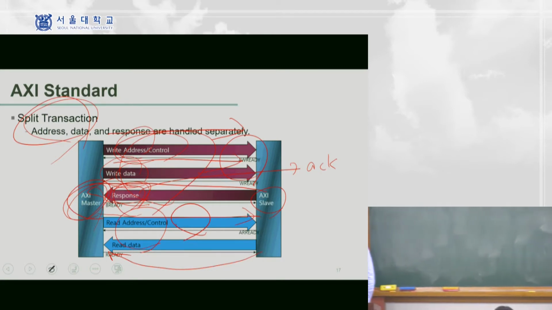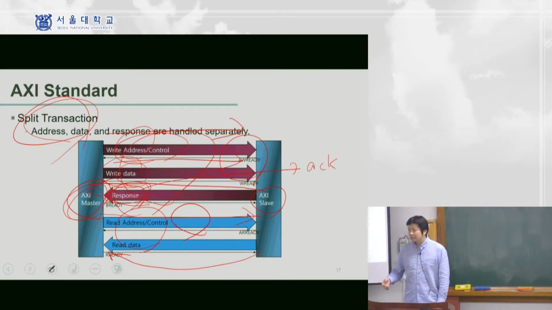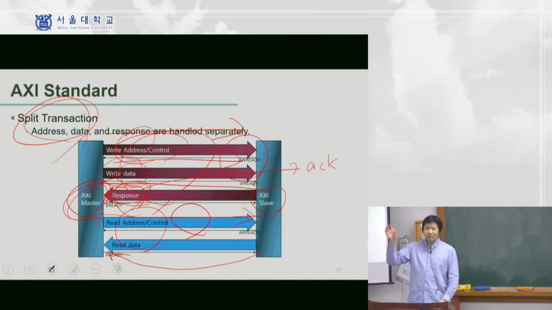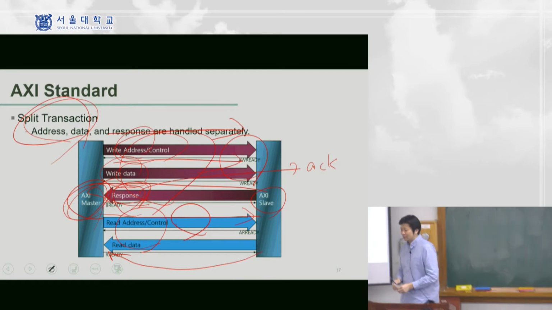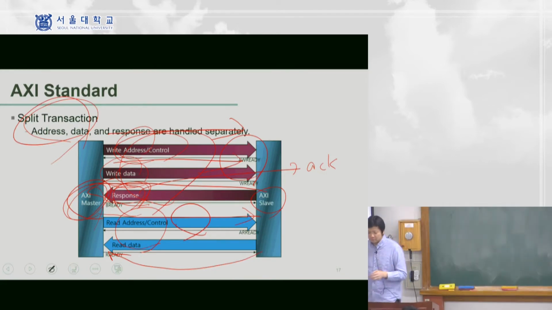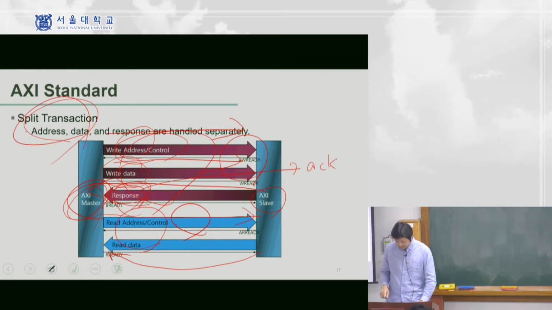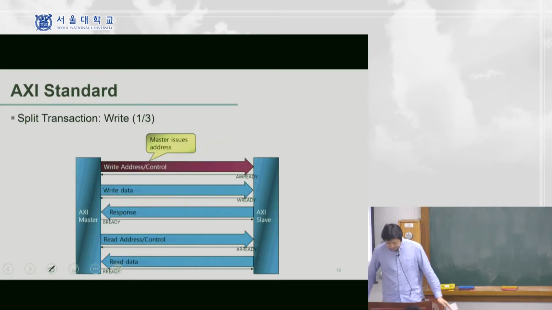Of course, there can be some overhead because you now have to handle multiple outstanding transactions at the same time. So you need to somehow distinguish which request is actually paired with which reply. There must be some way to pair each request and reply. Okay, so this is a split transaction.